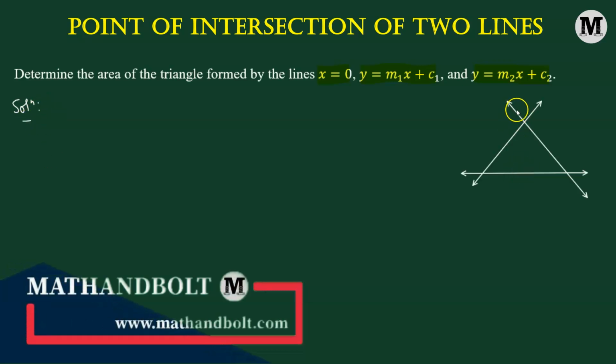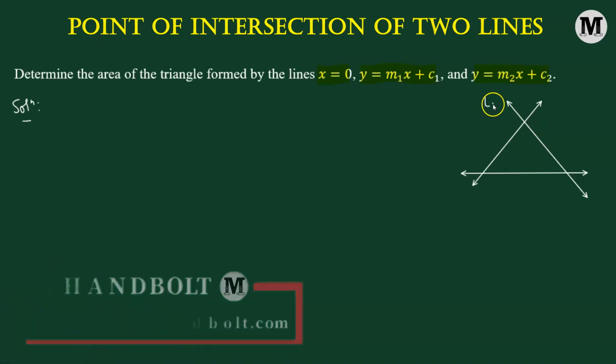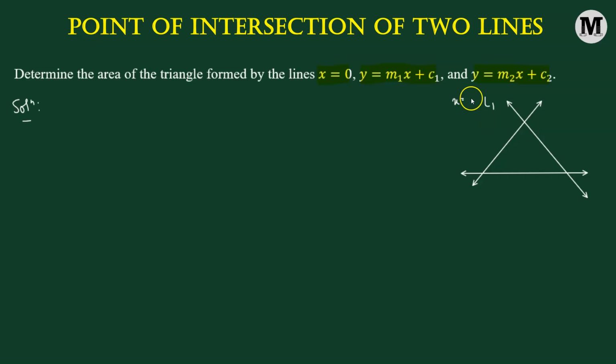So here we have three lines intersecting at three different points. Let's say L1 corresponds to the line x equals 0. Then we have the line L2, which corresponds to the equation y equals m1x plus c1. Here L1 and L2 intersect at the point A. Next, we consider the line L3, determined by the equation y equals m2x plus c2.